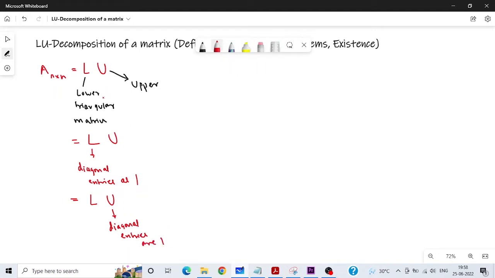Okay, so let's quickly revise. A is a square matrix, so it can be decomposed into a product of two matrices, LU. L is a lower triangular matrix and U is an upper triangular matrix. Or it can be written as a product of two matrices where L is lower triangular and U is upper triangular, where all the diagonal entries of L are 1. Or A can also be decomposed as LU, where all the diagonal entries of U are 1.